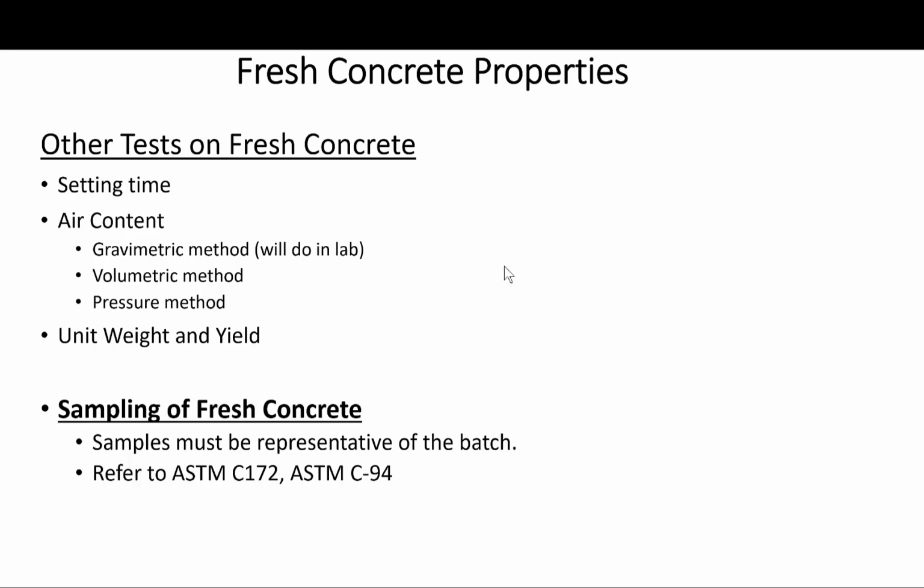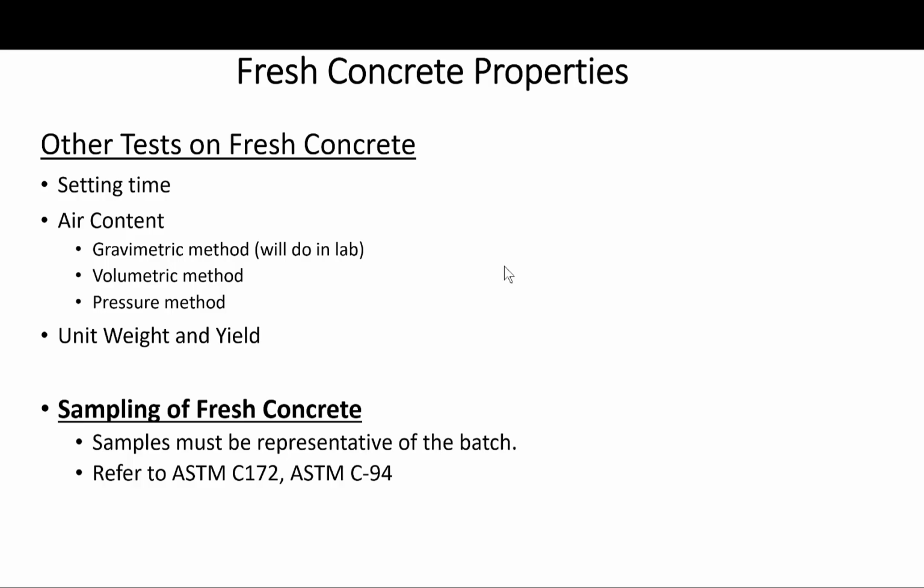Also, samples must be taken reasonably often. A common requirement is that at least one sample must be taken for every, say, 115 cubic meters of concrete placed. Okay, a typical specification for sampling fresh concrete is the one described in ASTM C172, which covers sampling from stationary and truck mixers and from equipment used to transport centrally mixed concrete.